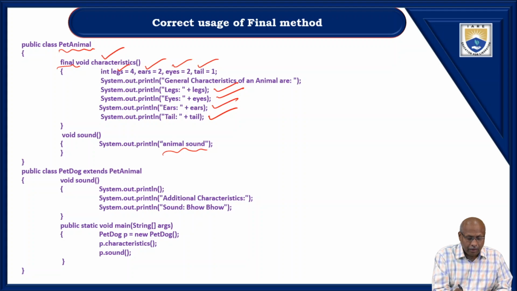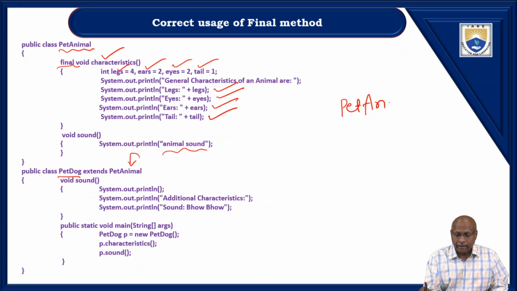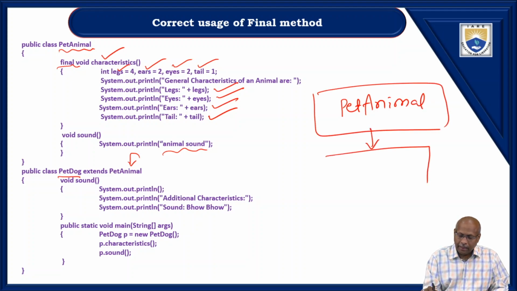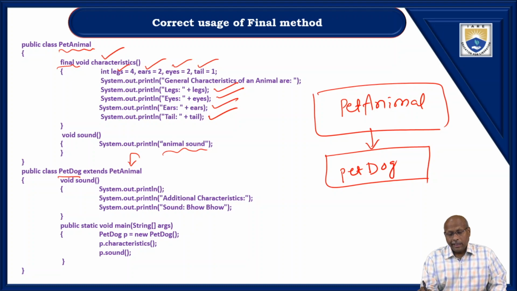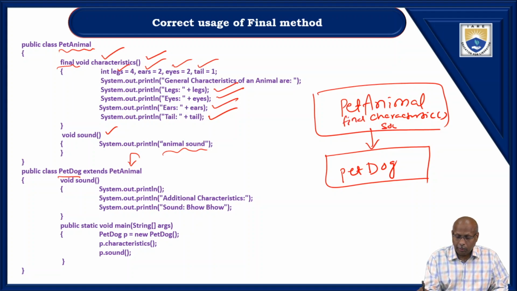Now here I am having a class called pet dog. Pet dog is a class which extends from pet animal. That means pet animal is my parent. From pet animal, I am having a class called pet dog. So in pet animal, I am having what methods? Characteristic as well as sound. Characteristic is a method, but it is a final method. Similarly, sound is another method, but it is non-final. So this sound method I can override.